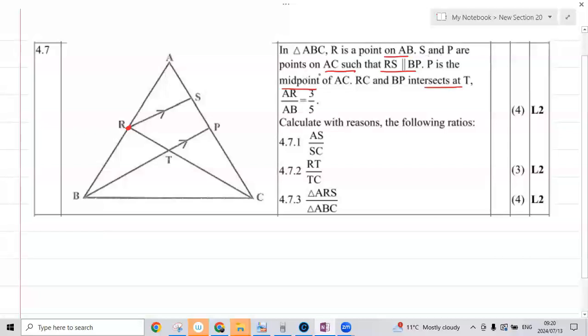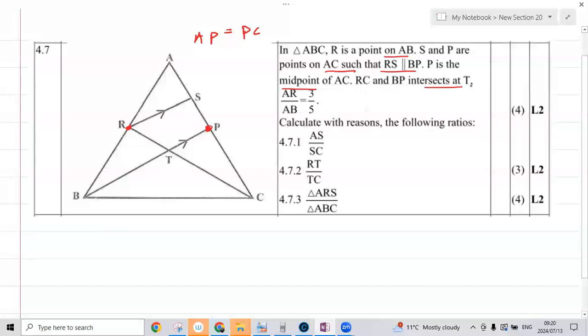S and P are points on AC such that RS is parallel to BP. So we've got RS parallel to BP. P is the midpoint. We're given that, and it's very important, P is the midpoint of AC. That means that AP is going to equal PC. So that's important for us to write down. AP is going to equal PC.